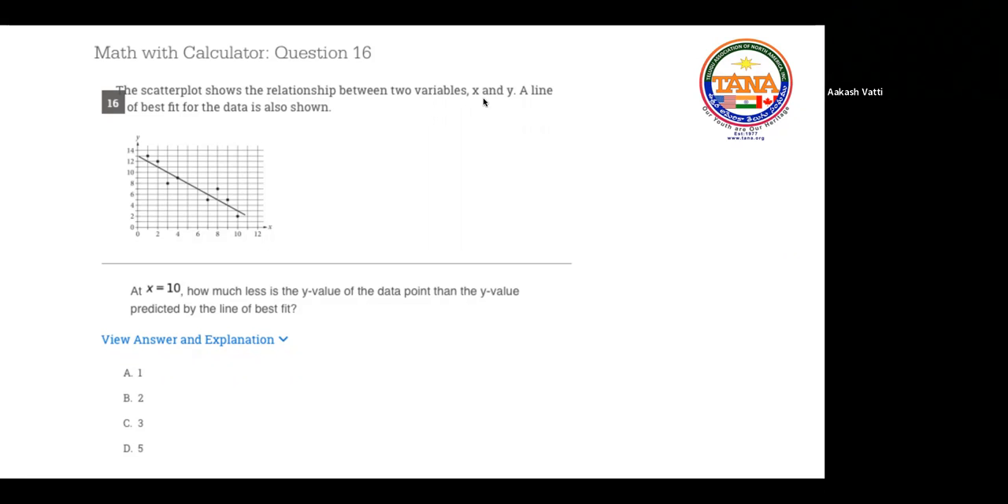So for this one, the answer is A, because at x equals 10, which is right here, y is 3, and the actual data point is 2. So the value of the data point is 1 less than the y value predicted by the line of best fit, because the line of best fit predicted 3, but the actual data point is 2. So you have 1. Therefore, the answer is A. Any questions? So for the people who got B, do you want to explain why, or was it just a silly mistake?